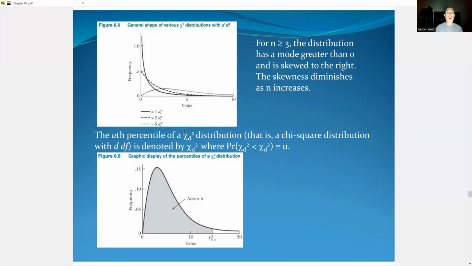The uth percentile of a chi-squared distribution with d degrees of freedom is denoted by chi-squared sub d,u, where the probability that we observe a value less than or equal to this is equal to u. So this is the quantile for the chi-squared distribution.